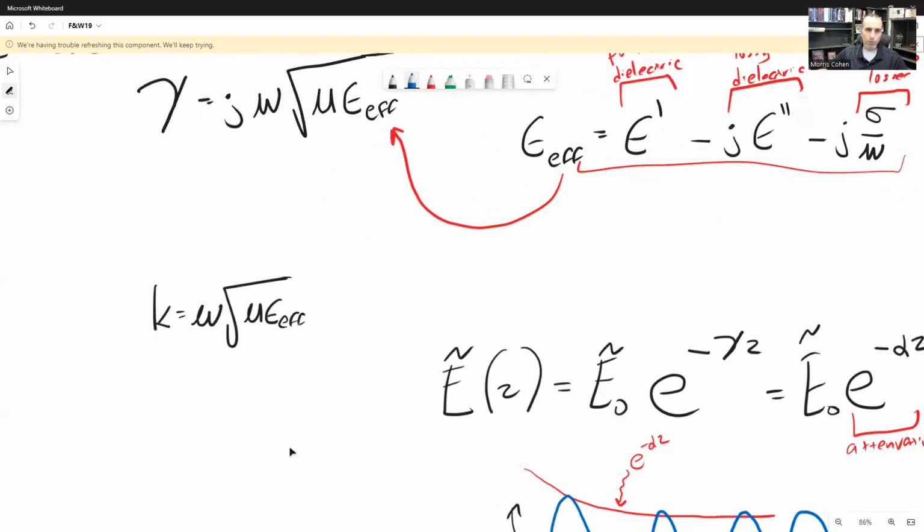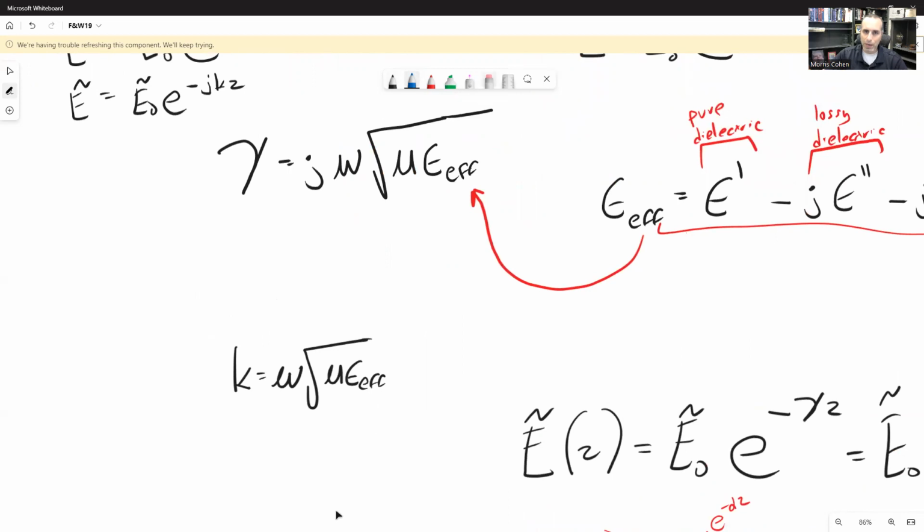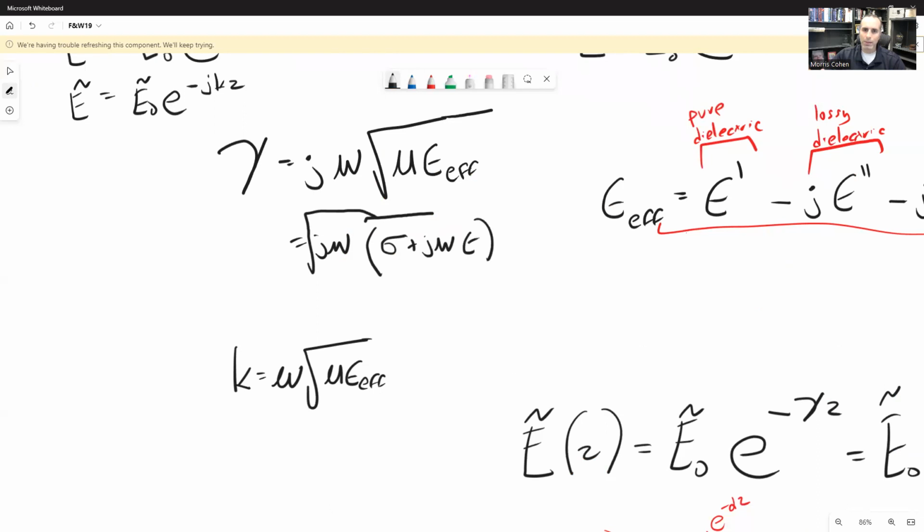So let me just give you one more form for gamma. In addition to j omega times square root of mu times epsilon effective, if you plug in the formal formula for epsilon effective, it's also equal to the square root of j omega mu times sigma plus j omega epsilon. Right? This is an equivalent way to write gamma. Depending on which form you like, they will give you the same answer.